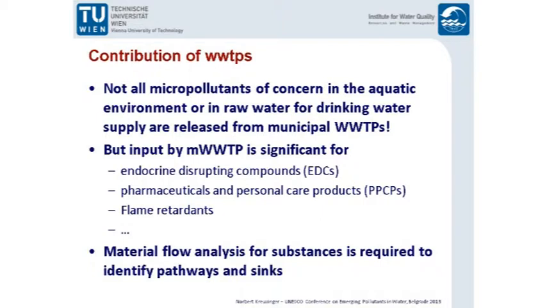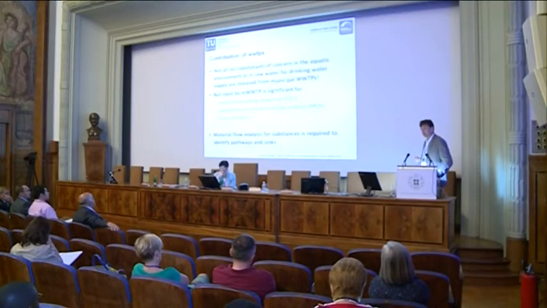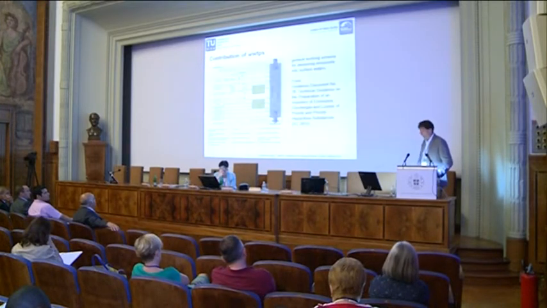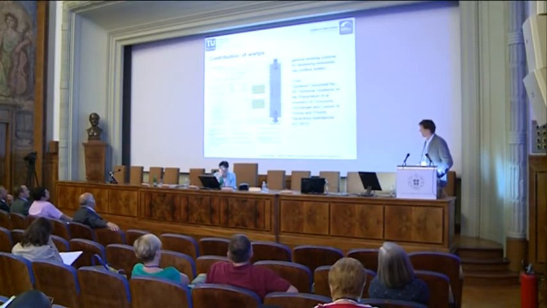But we know that for some of the compound classes like endocrine disruptors, flame retardants, and pharmaceuticals, wastewater definitely is the most significant input pathway. So when we observe a problem, we first have to do some material flow analysis to really identify where the substance originates and what would be the best mitigation mechanism for that. So how can you do that?